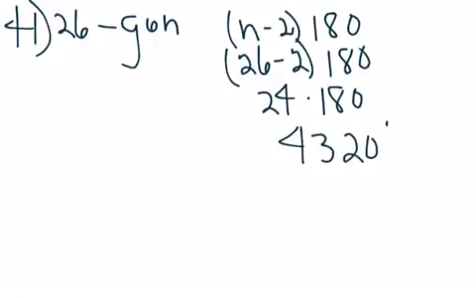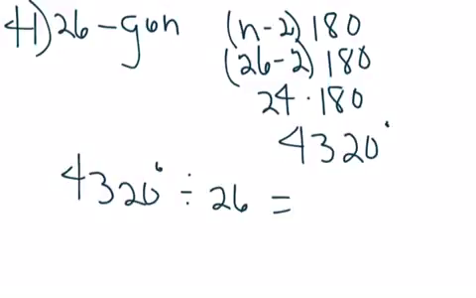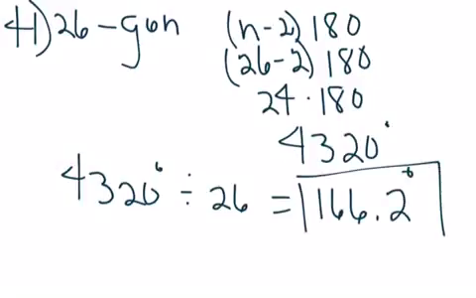4,320 degrees. But this time we have to divide it by the 26 angles, because remember, in a regular polygon, all angles and all sides are congruent. So when you divide it, you get 166.2 degrees, because I believe they ask you to round to the nearest tenth.